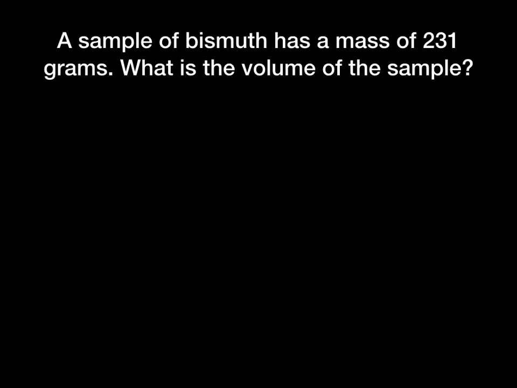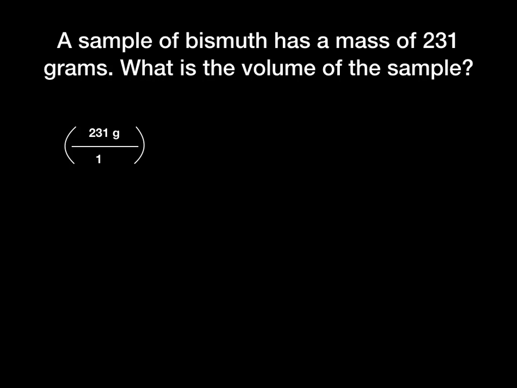So suppose we've got this. Suppose you've got a sample of bismuth and you find it's got a mass of 231 grams. And we need to know what the volume is. And suppose it's irregular in shape and it's going to be difficult to just measure it directly. Well, we can use this idea of density to figure it out. And the process is just like we've done before. We're going to set up a fraction starting with what we know. And in this case, what we know is that we've got 231 grams of bismuth.